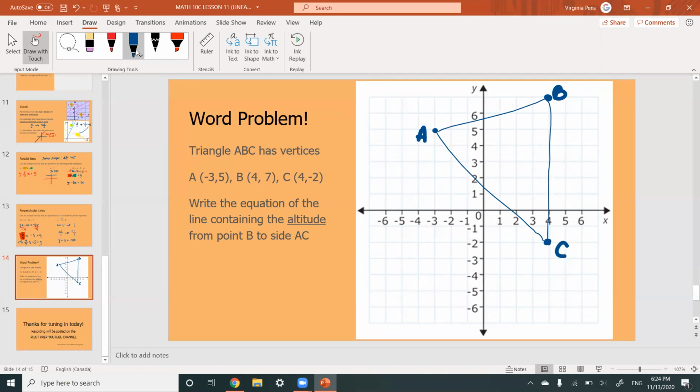What the altitude is, so let me kind of draw one out here. The altitude would be the line from one point to the opposite side that forms two right triangles. So in this case, we want to find the altitude from point B, which is this, to the side AC, which is this. So our altitude would be something around here, right? And so we would form a right triangle, or a right angle, I mean. And we want to find the equation of this line.